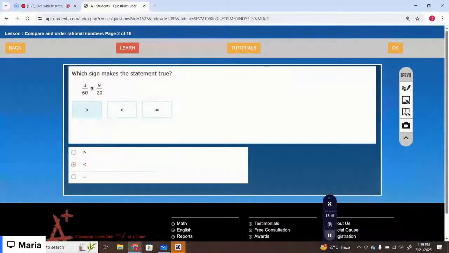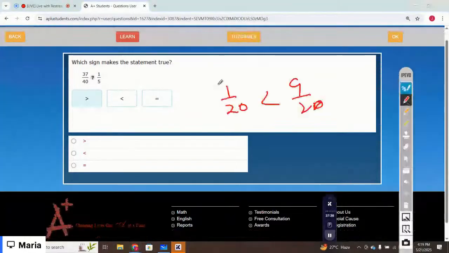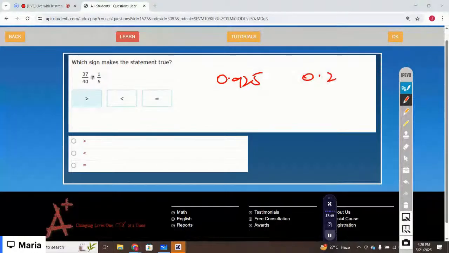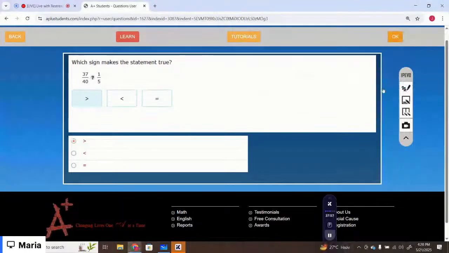Which sign makes the statement true? 37 over 40 and 1 over 5. So 37 over 40 equals 0.925, right? 1 over 5 is 0.2. The 0.925 is greater than 0.2. Option number 1 is the correct option, greater than.